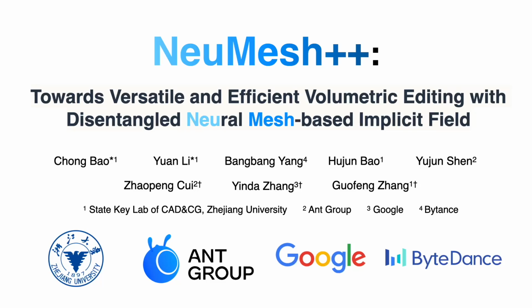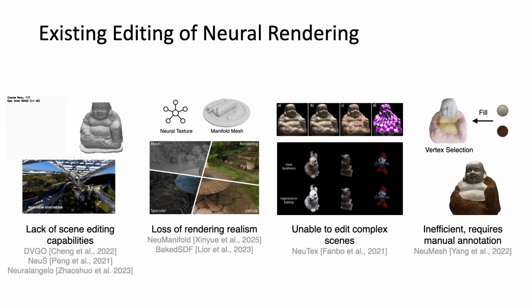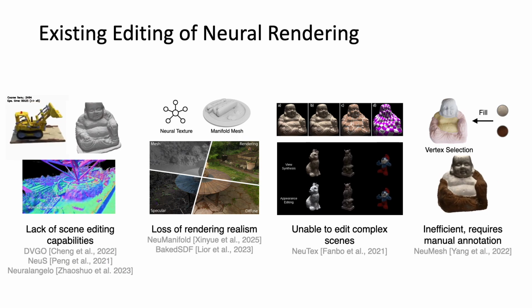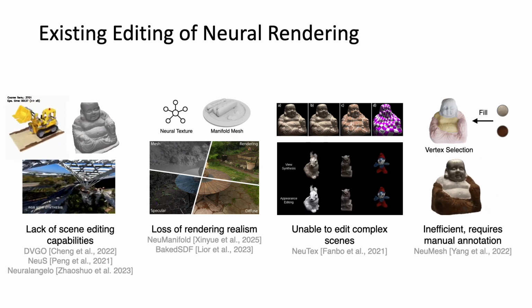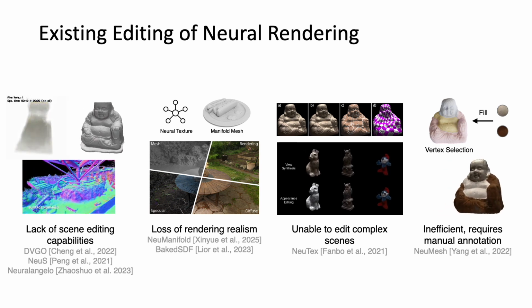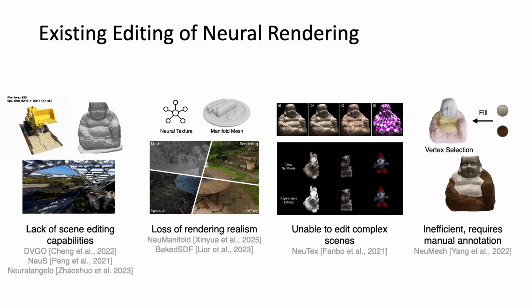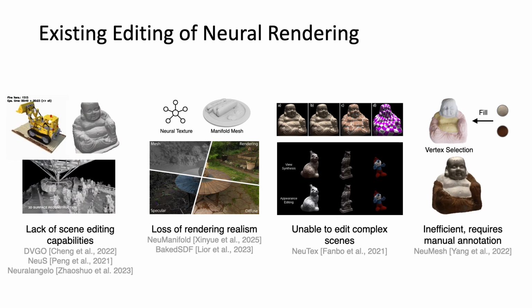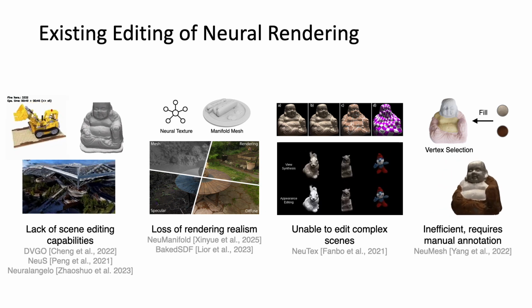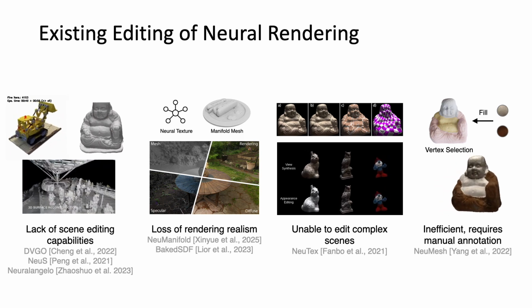In this video, we present our paper, NeuMesh++, towards versatile and efficient volumetric editing with disentangled neural mesh-based implicit field. Neural rendering has achieved great success. However, current neural fields either lack the ability to edit scenes, or, when combined with mesh-based rasterization, sacrifice rendering realism. Among existing editable neural fields, many struggle with complex scenes, suffer from inefficiency, or require labor-intensive manual 3D annotations.